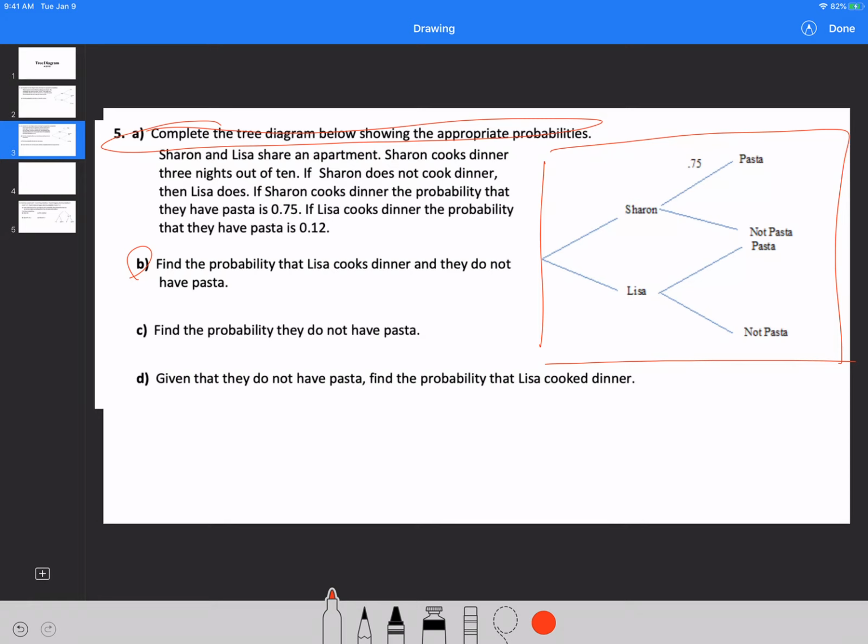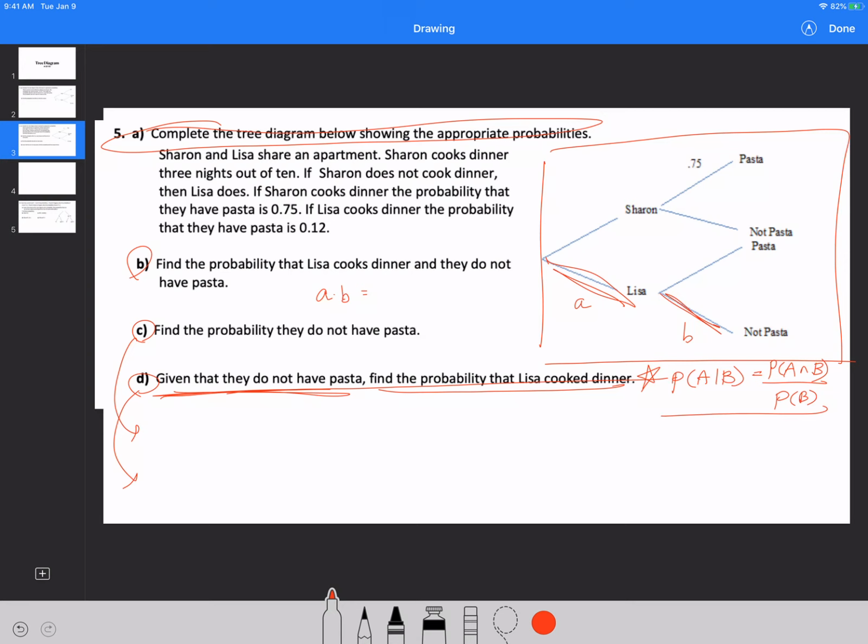So Lisa cooks dinner, which is this one, and then they do not have pasta. What that means is that if the probability of A is given here and the probability of B is given here, you're going to simply multiply them. And so forth. Now part C and part D. D is the trickiest part, which I would like you to really think about. Given that they do not have pasta, find the probability that Lisa cooked dinner. Remember, the probability of A given B is the probability of A and B over the probability of B. That's the conditional probability question that I would like you to challenge yourselves with.